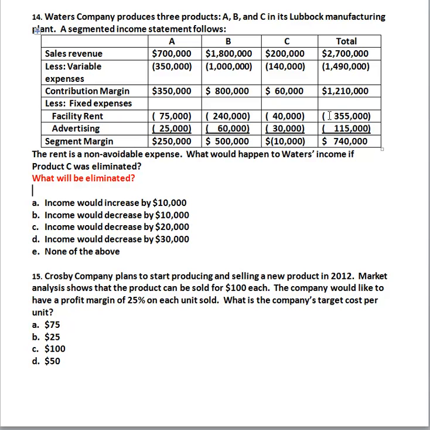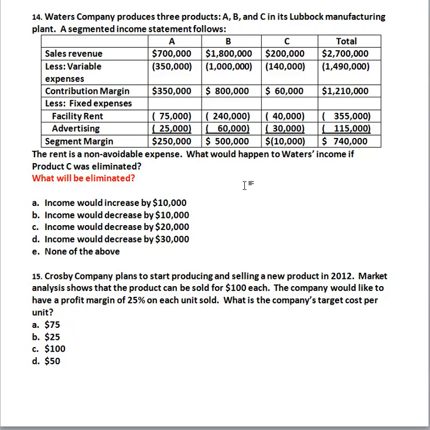Now, it doesn't say anything about advertising, but it does about rent. So this is where you have to make the assumption that the advertising is avoidable. Plus, if you think about it, if we're not making or selling C anymore, we wouldn't have to advertise for it. So the $30,000 could be eliminated.